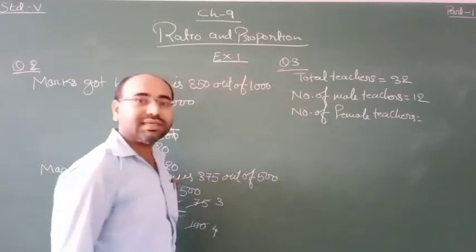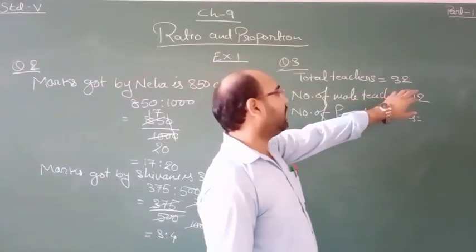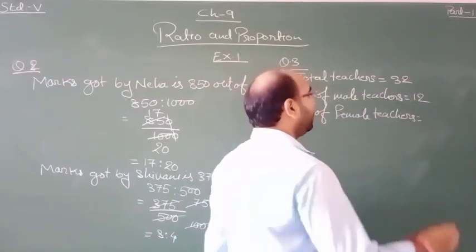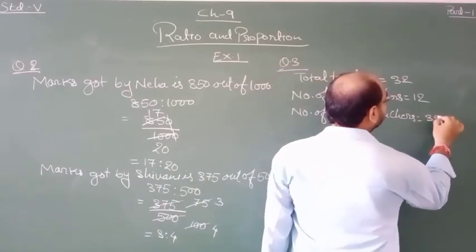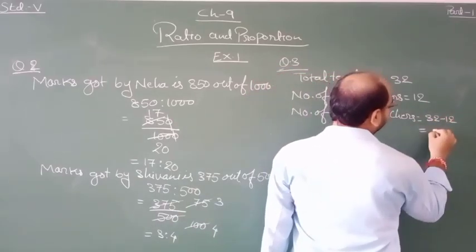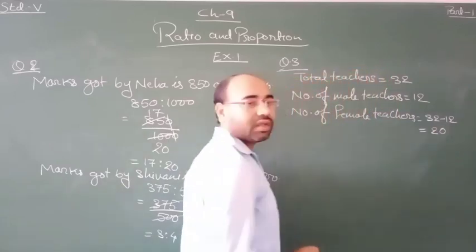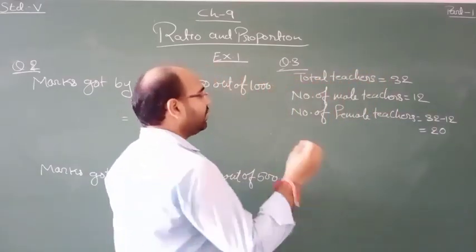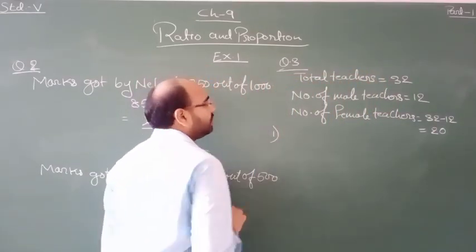So female teachers, how can we find out? We have to subtract 32 and 12. So it will be 32 minus 12, which comes to 20. Now the first one which is being given.